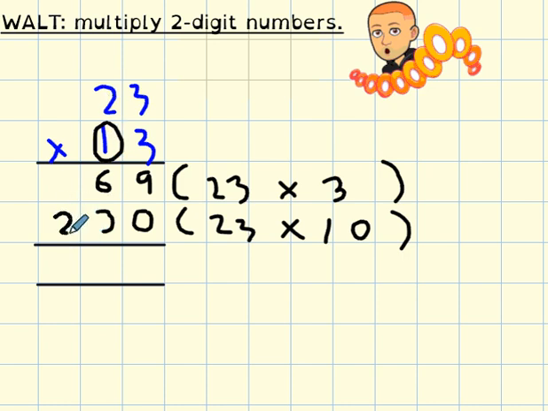Once I get to this part of my calculation, I can add my two answers together. 9 add 0 is 9. 6 add 3 is 9. 2 add 0 is 2. 299. So that is the long multiplication method that we practiced in class, that we have hopefully seen before and are quite comfortable with.